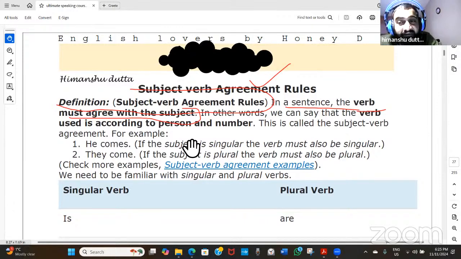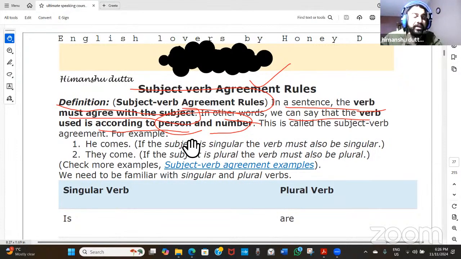Whether I'm using the right verb with the right subject or not, that's a basic rule that you need to keep in mind. Subject must agree with the verb. In other words, the verb is used according to the person and the number. Whatever person or number of persons there are in the sentence, we will use the verb accordingly. That means whether our action is singular or plural is all dependent upon the subject, the doer of the action, that we are using.